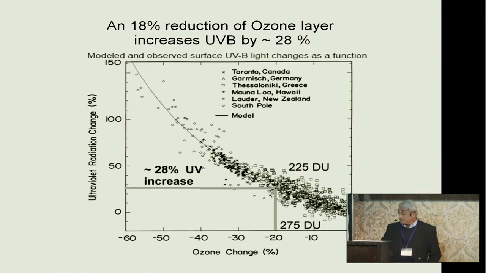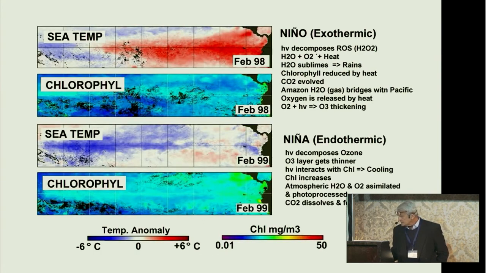This is a classical graphic: an 18% reduction in the ozone layer increases UVB by 28%. So it is not linear, right? And it's enormous energy coming in.